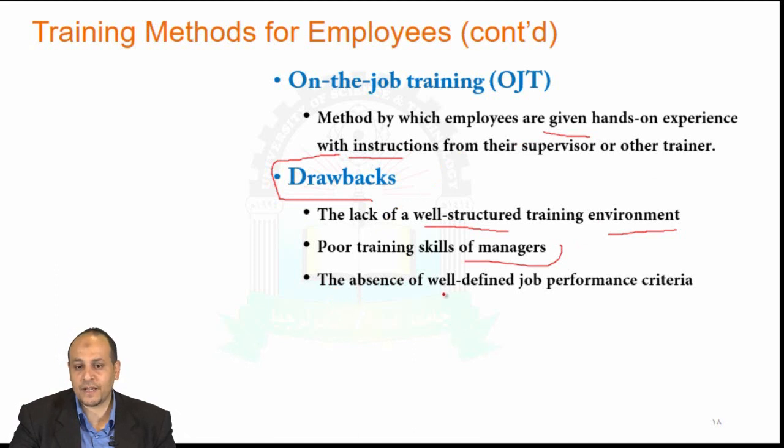The absence of well-trained job performance criteria is another issue. Besides these problems, we can also have issues that might affect or hinder the success of such methods, like timing, the place, for example, the complexity of the materials used, sometimes the big difference and the gap between reality, where they have to work, and the tools they've been trying to apply as they start working.